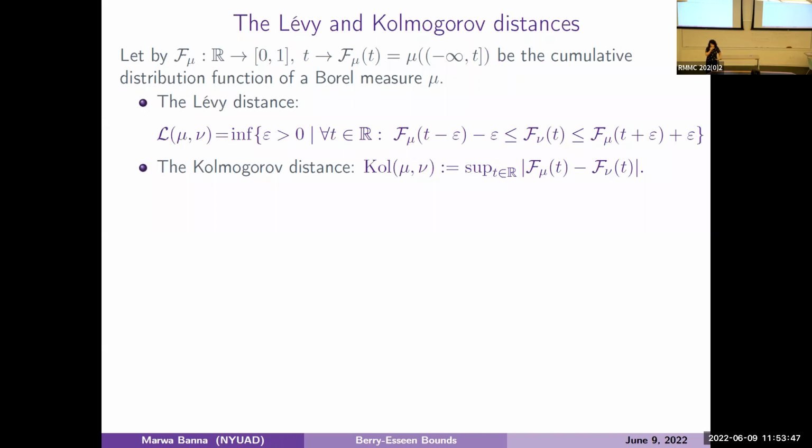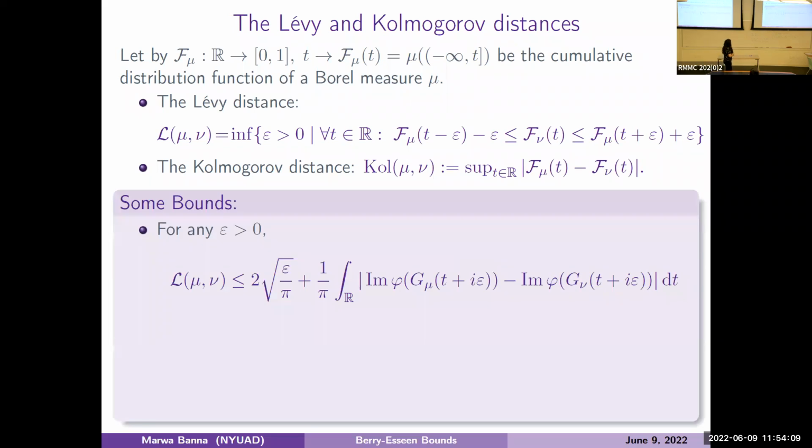And now if we would like to obtain bounds on the level of the Levy and Kolmogorov distance, I'm first going to recall them. So we assume that F mu is the cumulative distribution function of a Borel measure mu. We denote it by that. And then the Levy and Kolmogorov distance are defined this way. So I assume that most of you are familiar with them. So some properties of these distances.